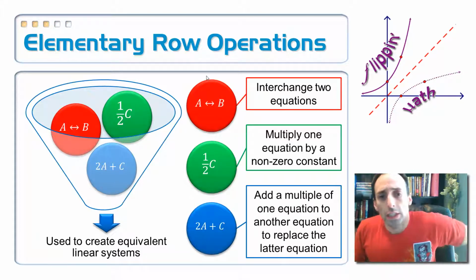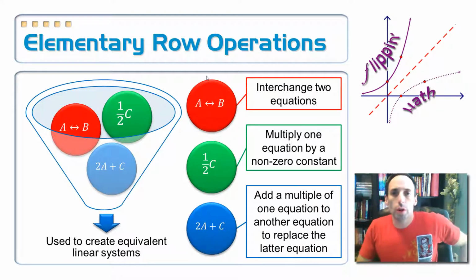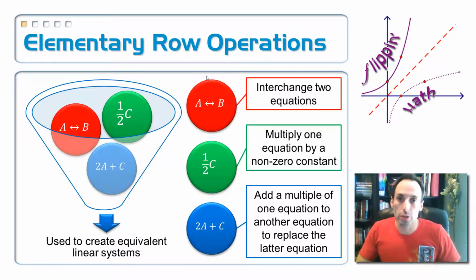Okay, and then the last thing that I can do, this is the strange one. I can add a multiple of one equation to another equation to replace the latter equation. Huh? Look at what is written on that circle there. 2A plus C. So I can take equation A, multiply it by 2, add it to equation C to replace equation C.